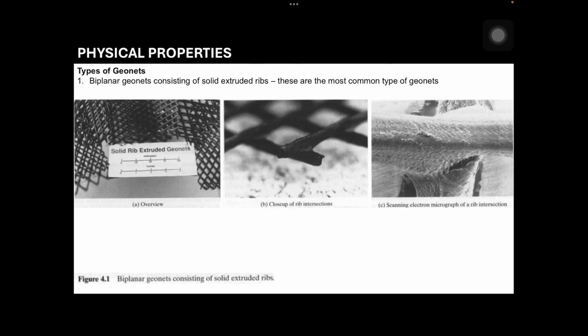So, next, our types of geonets. So, we have the biplanar geonet. Biplanar, ibig sabihin, dalawa yung grid lines niya. Ganyan. Consisting of solid extruded rib. So, ibig sabihin nito, yung ribs niya are solid. Ito, solid sila. So, these are the most common type of geonets.